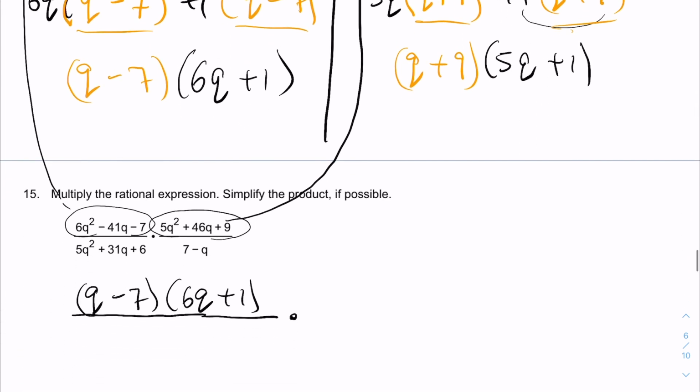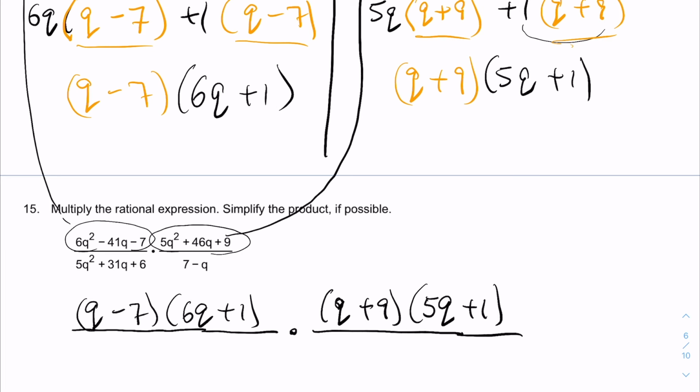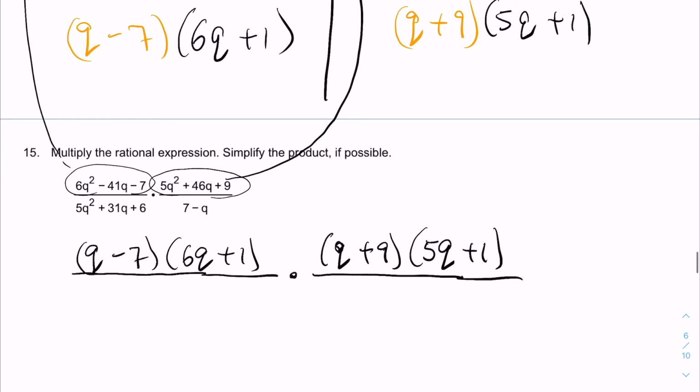Awesome, let's write that down. That was this numerator factored down to q plus 9 times the quantity 5q plus 1. Look at the denominator right here.